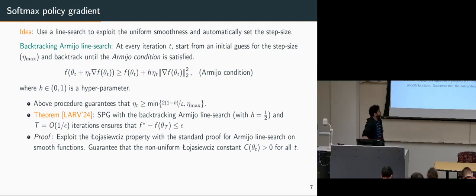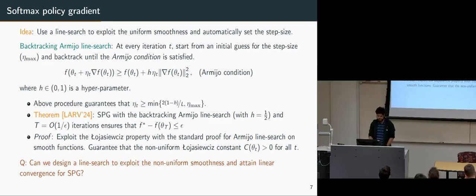Okay? And the proof is pretty standard. Use the Łojasiewicz property with the standard Armijo line search for smooth functions. The tricky part is to ensure that the non-uniform Łojasiewicz constant c of theta does not vanish. So you actually converge globally to the optimal policy. In fact, if you run this on bandit problems, c of theta is going to start increasing at some iteration t naught. And if you start with a good initialization, it's going to start increasing right from the first iteration. Okay? So all is good. And if you run this, it will indeed converge to the optimal action.